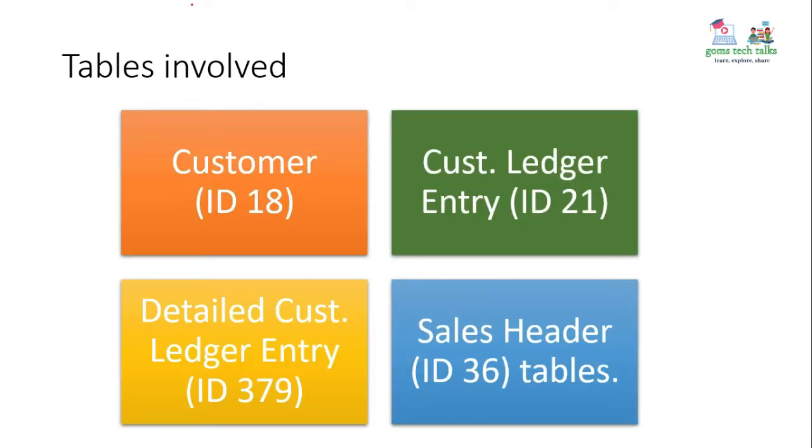We are going to use four different tables. The first table is the customer table, which has the Business Central object ID 18. Next, we are going to combine the customer ledger entry, and the object ID number is 21. Then the detailed customer ledger entry, whose object ID is 379, and the sales header, whose object ID is 336.